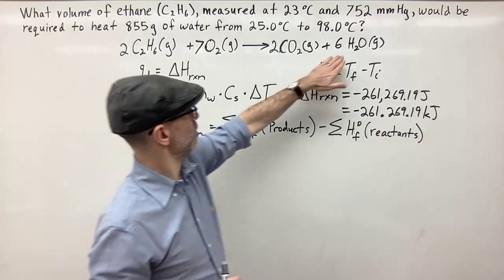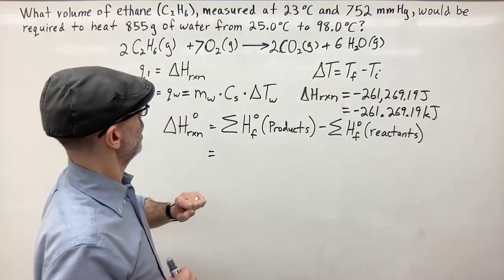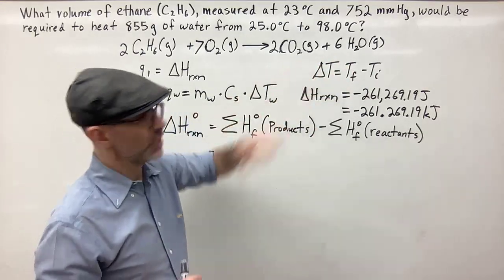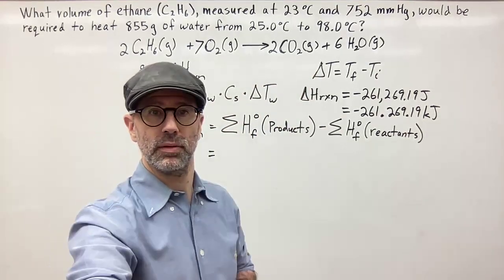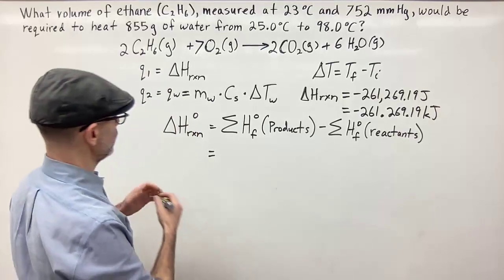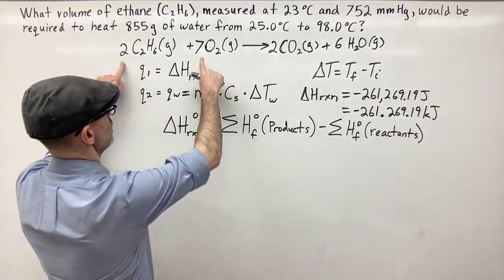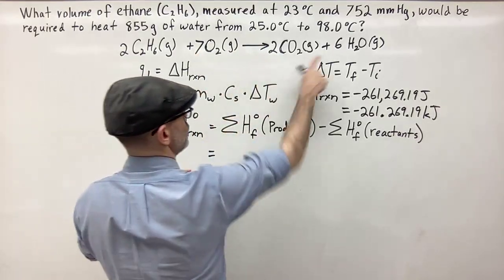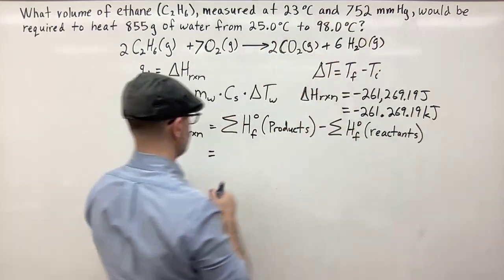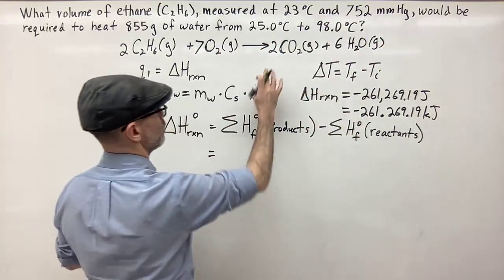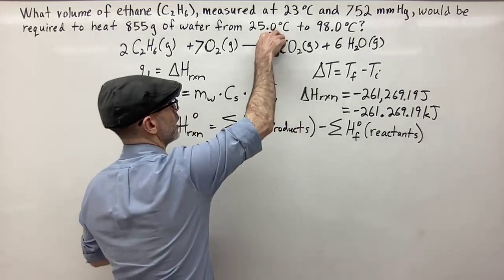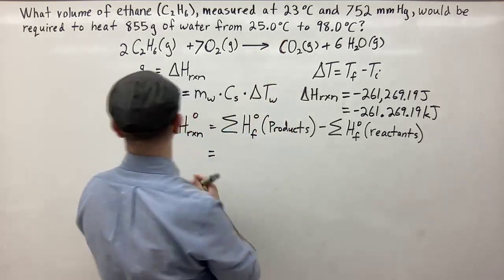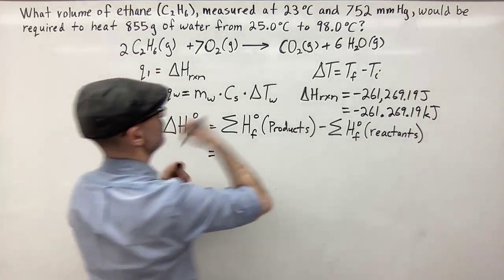So here I'm going to have six moles of the water. So the way this works is I have to use the coefficients. So it's going to be products first. So here I have, actually, that should be a 4. Sorry, that should be a 4 because I have 2 times 2 over here. This should be a 4.